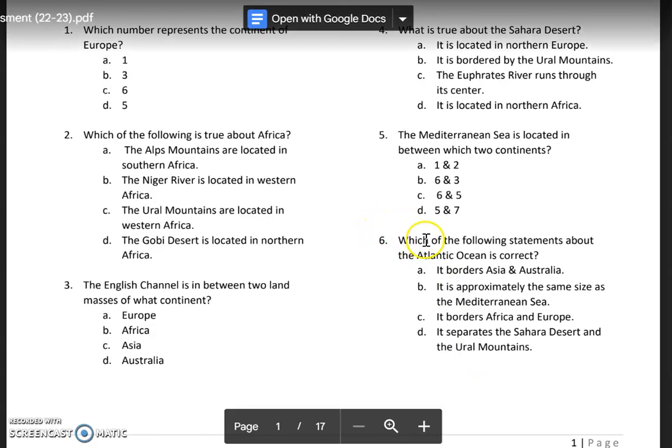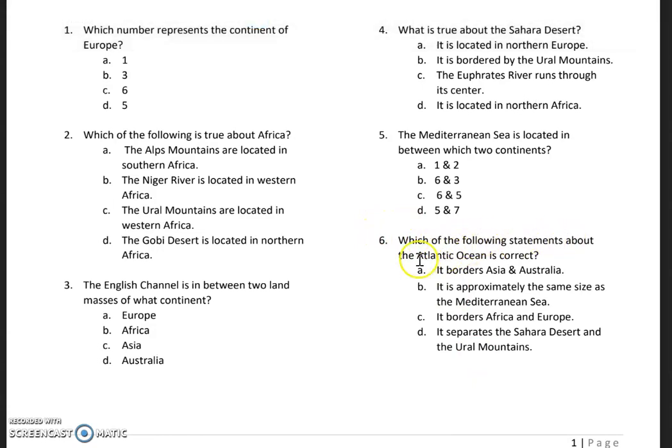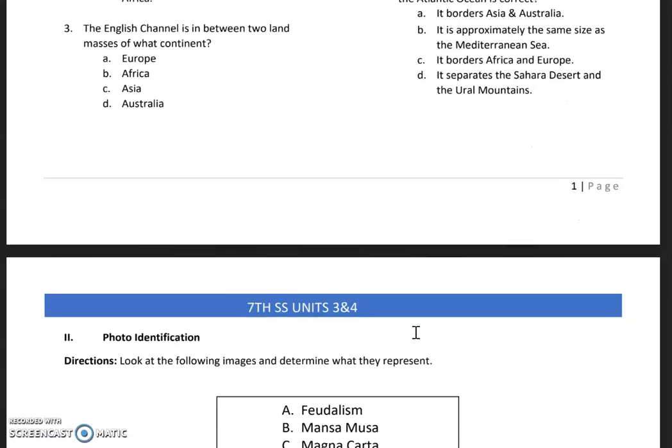Number 6. Which of the following statements about the Atlantic Ocean is correct? A. It borders Asia and Australia. B. It is approximately the same size as the Mediterranean Sea. C. It borders Africa and Europe. D. It separates the Sahara Desert and the Ural Mountains.